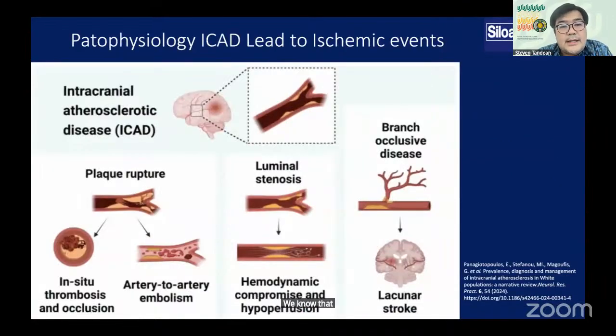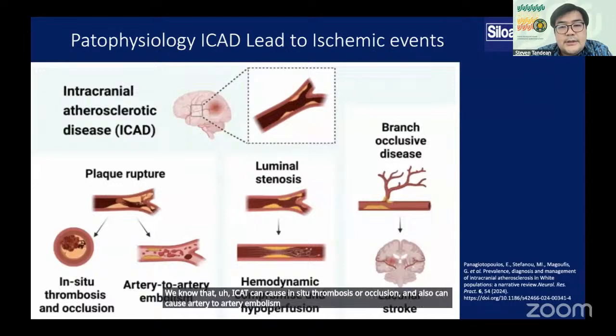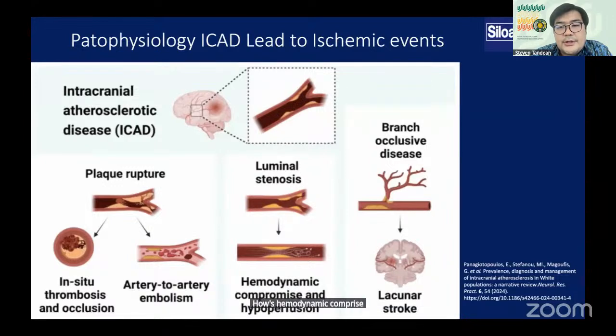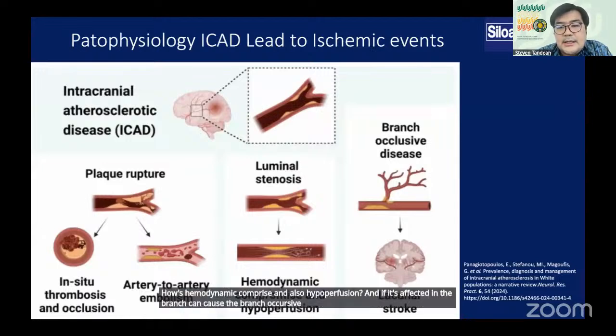We know that ICAT can cause in situ thrombosis or occlusion, and also can cause artery-to-artery embolism. The luminal stenosis can also cause hemodynamic compromise and hypoperfusion. And if it affects a branch, it can cause branch occlusive disease that causes a lacunar stroke.